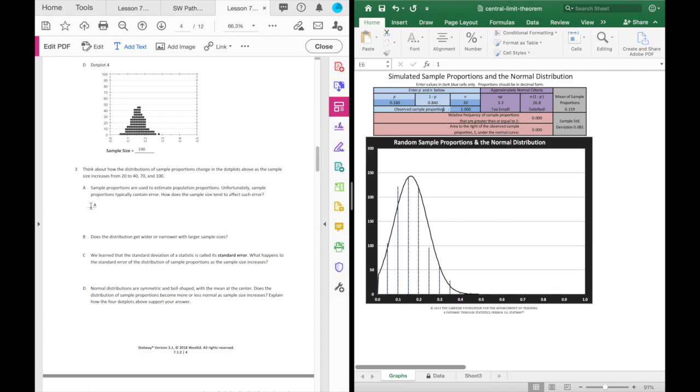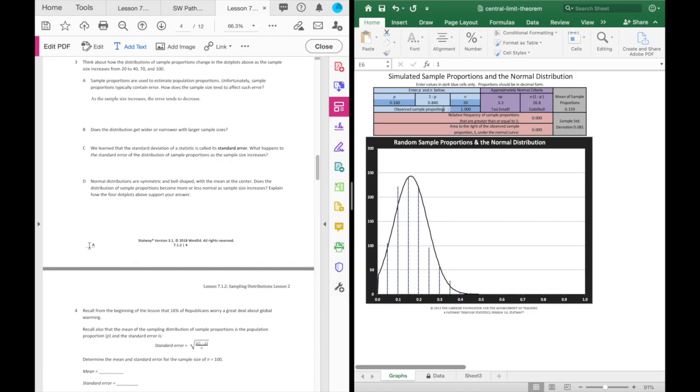So let's write that down. As the sample size increases, the error tends to decrease. Okay. Next question. Does the distribution get wider or narrower with larger sample sizes? Well, we know that it gets narrower, right? The distribution gets narrower with larger sample sizes.